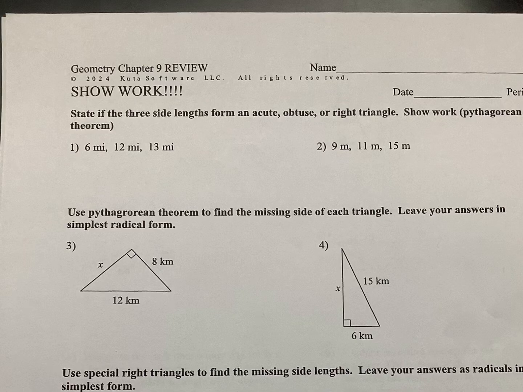Okay, Chapter 9 review. State if the three sides form an acute, obtuse, or right triangle. So for these, you need to know if the hypotenuse squared is greater than, equal to, or less than a squared plus b squared. So we need to find the a squared plus the b squared for each of these and the c squared. C is always the biggest number.